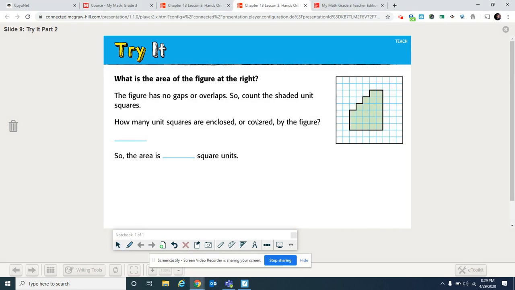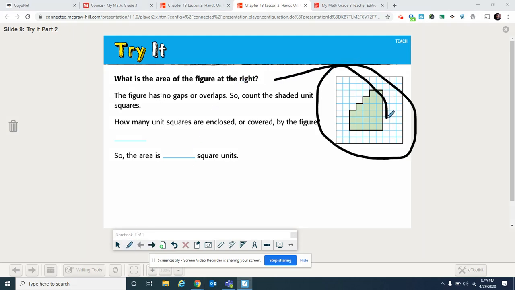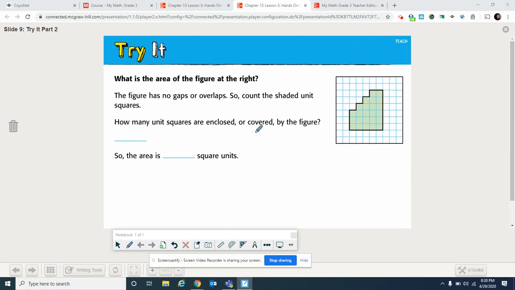Let's go ahead and do this example. What is the area of the figure in this example? Remember, the figure has no gaps or overlaps, so we need to count the shaded unit squares.